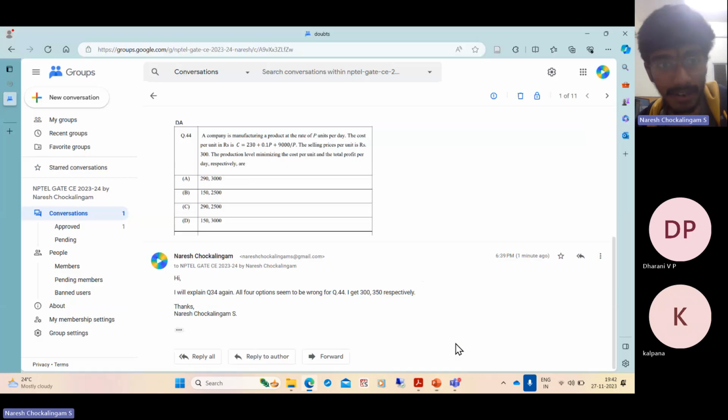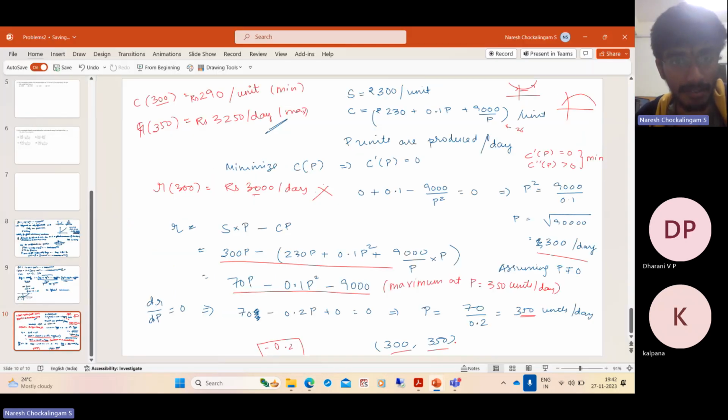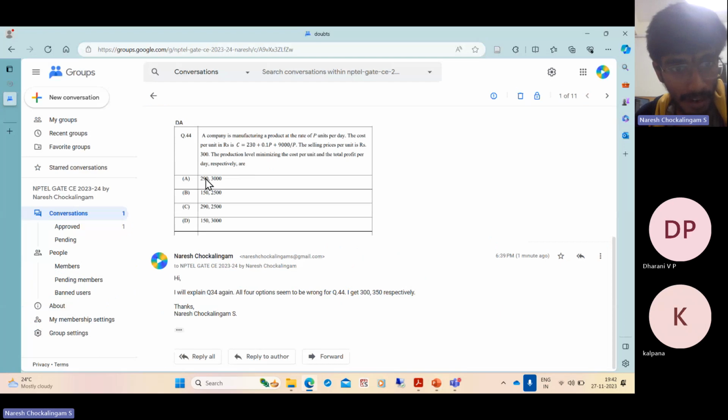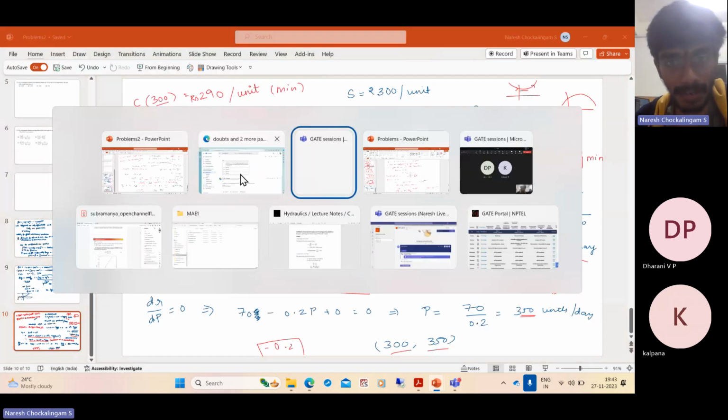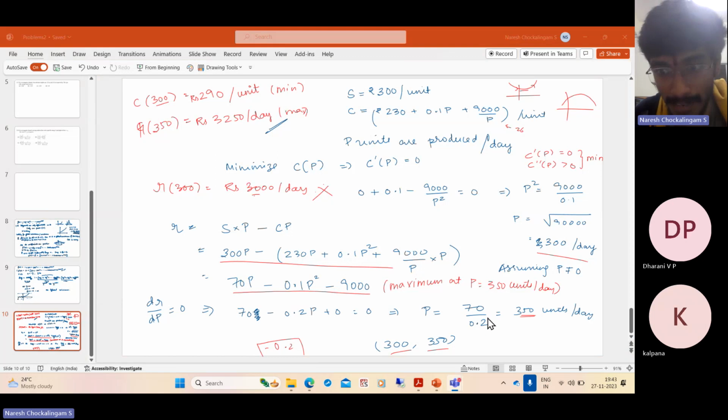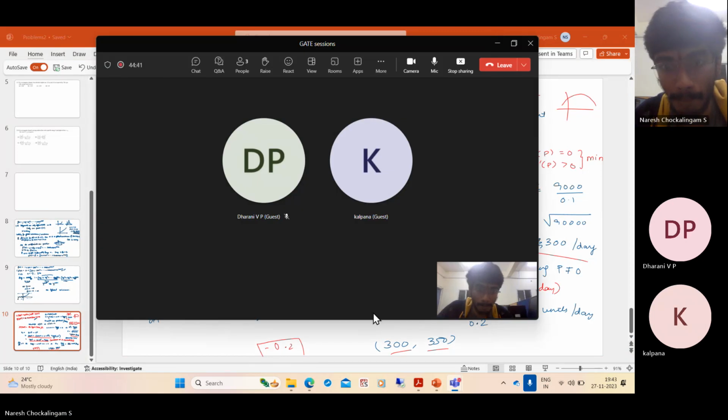So yes, the question and its options are not consistent. If at all, option A is kind of close because it minimizes the cost price, and 290 is rupees 290 and 3,000 is rupees 3,000. This is the profit per day, and this is the cost per unit when P is equal to 300. So, is that okay? Did it make sense? I need to rethink about this question, but it's okay. We can move further.